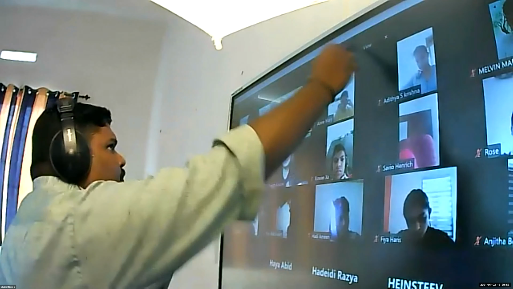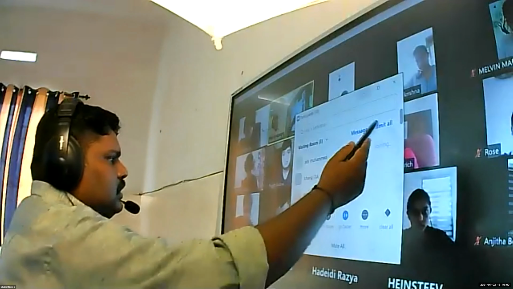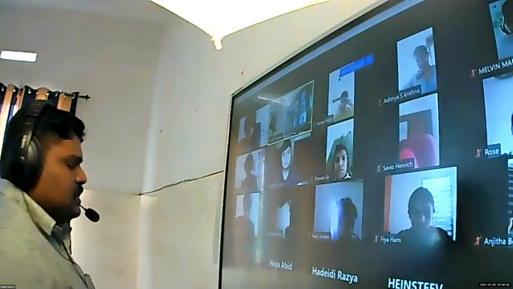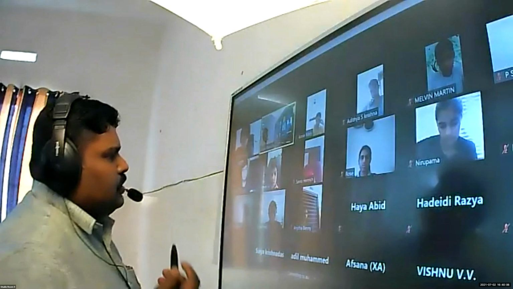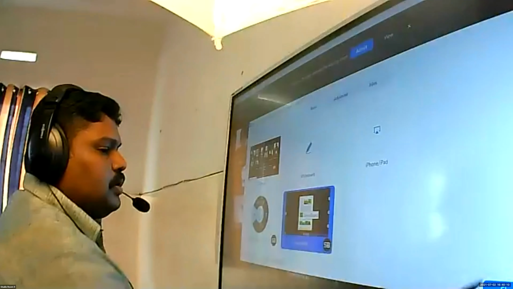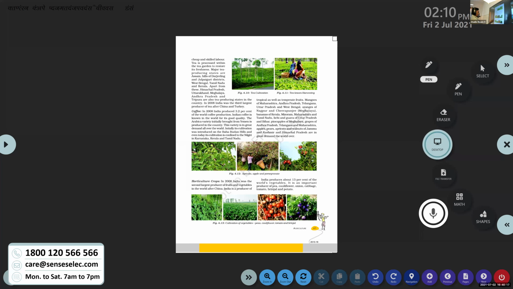Again, a number of other different types of crops are also there. So we are going to discuss such kinds of crops and the geographical and climatic conditions required for the growth of such crops. Okay, so back to the textbook. After tea and coffee, you can see here, horticulture crops. So what is the speciality of coffee here?